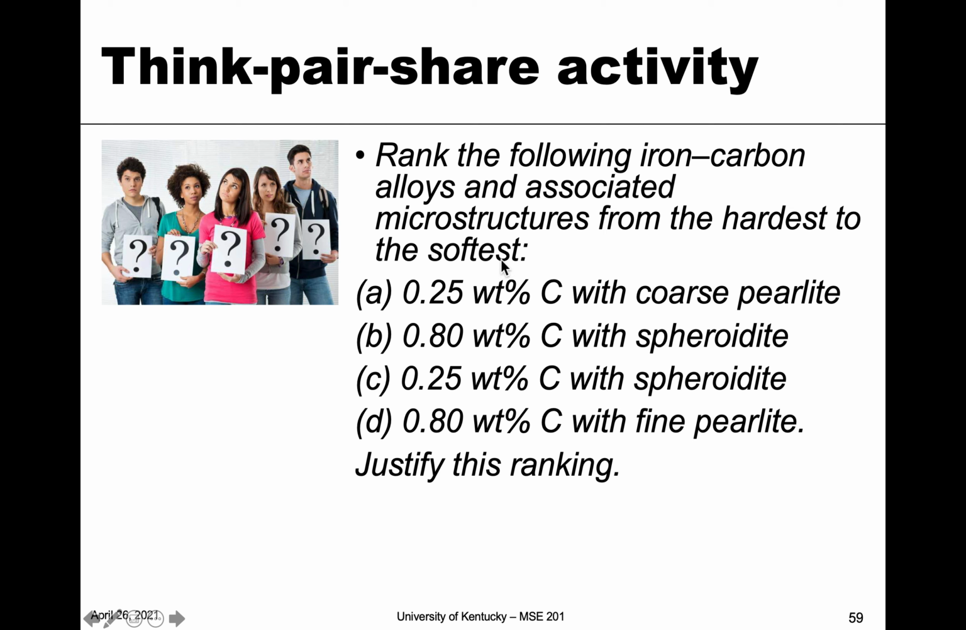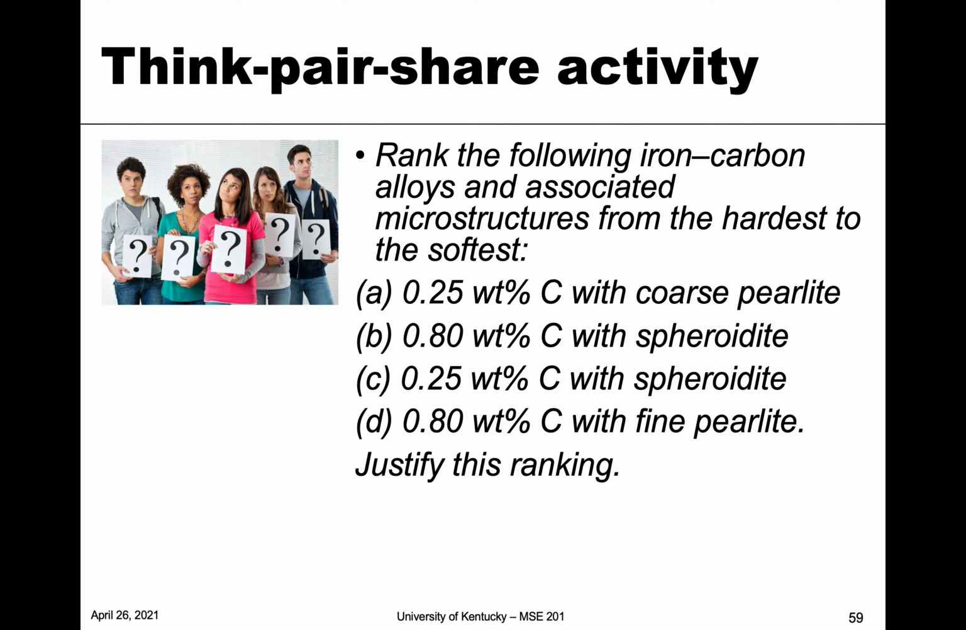So talking about hardness. And so the four are given here. 0.25 weight percent carbon and coarse perlite, 0.8 weight percent carbon and spherodite, 0.25 weight percent carbon with spherodite, and 0.8 weight percent carbon with fine perlite. So I want you to rank them and then give a justification of that. So if there's a quiz this week, you can answer that there. Otherwise, just do it on a piece of paper, come back, and we will discuss.